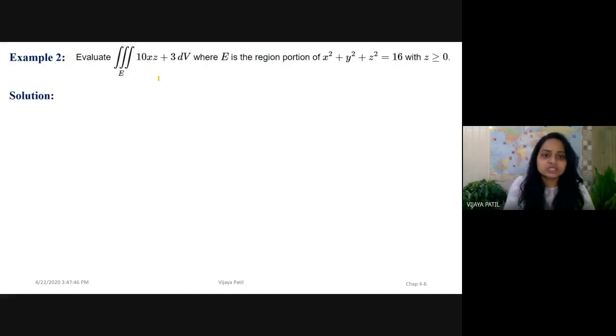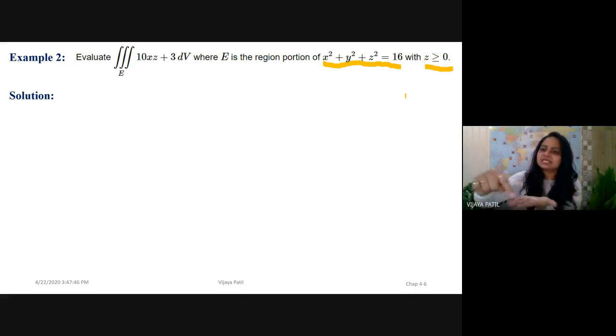Okay, second question is, just leave this triple integral for a while. Let us see the equation of the curves here. The equations are given: x square plus y square plus z square is 16, and z is greater than or equal to 0. So now if you observe, this is a sphere with radius 4, and z greater than or equal to 0. Suppose I'm saying z equals 0, which plane? It's coming as the x and y plane.